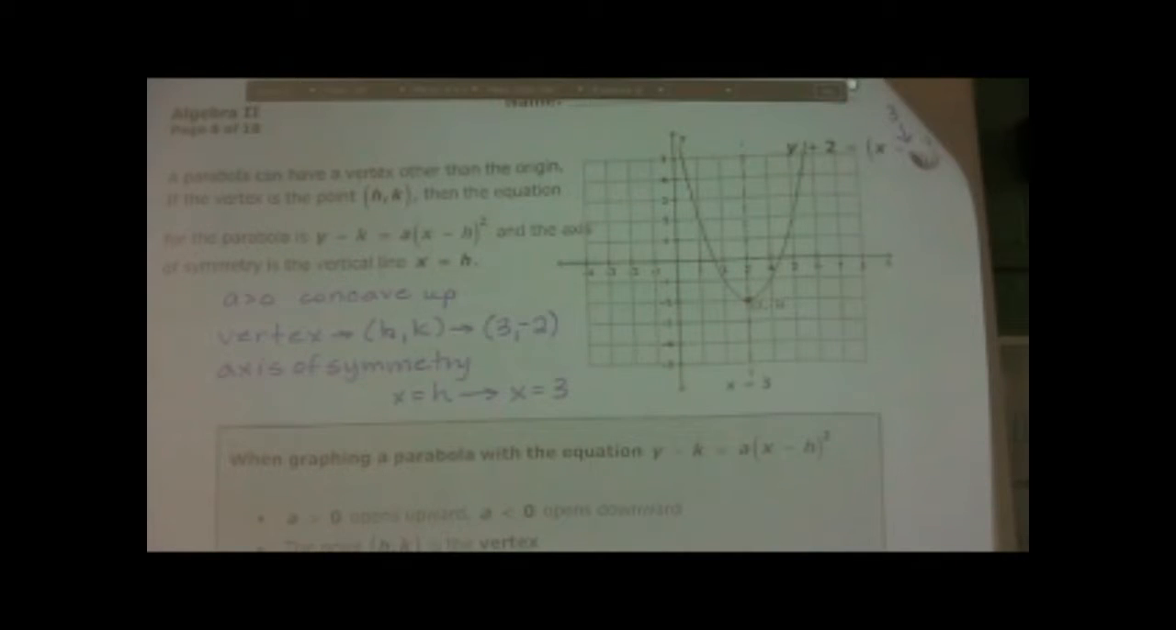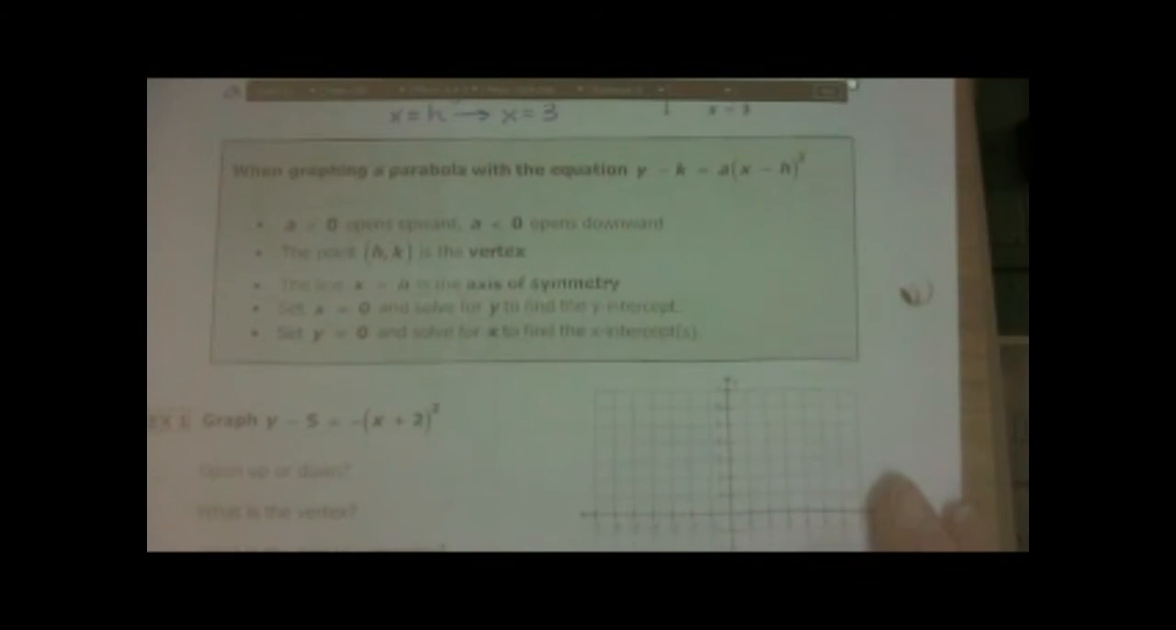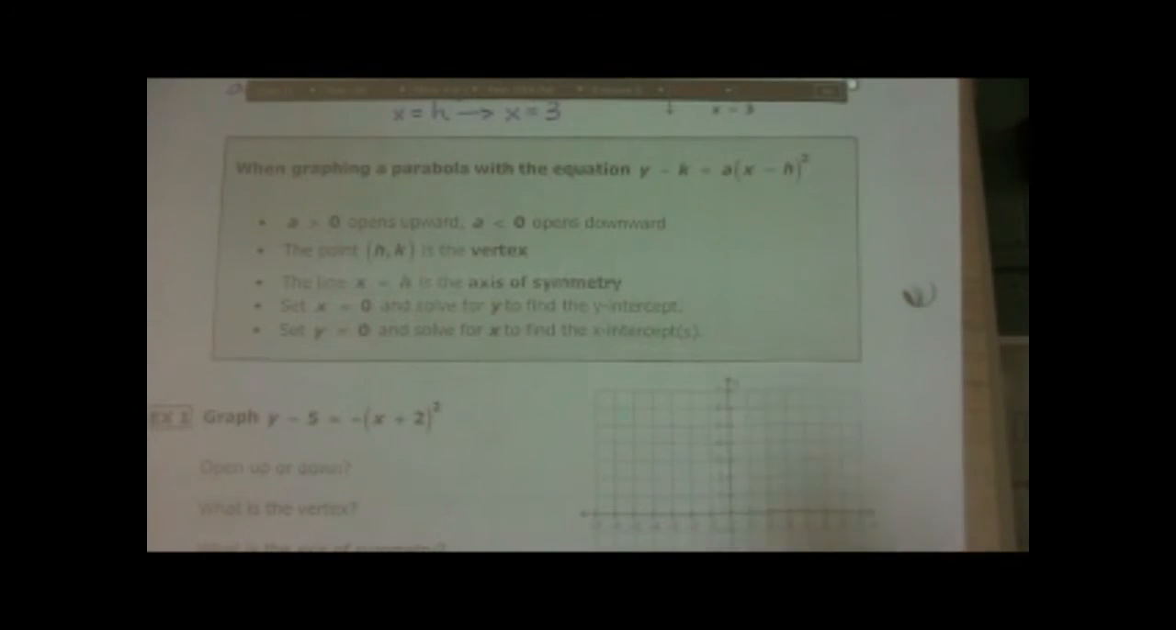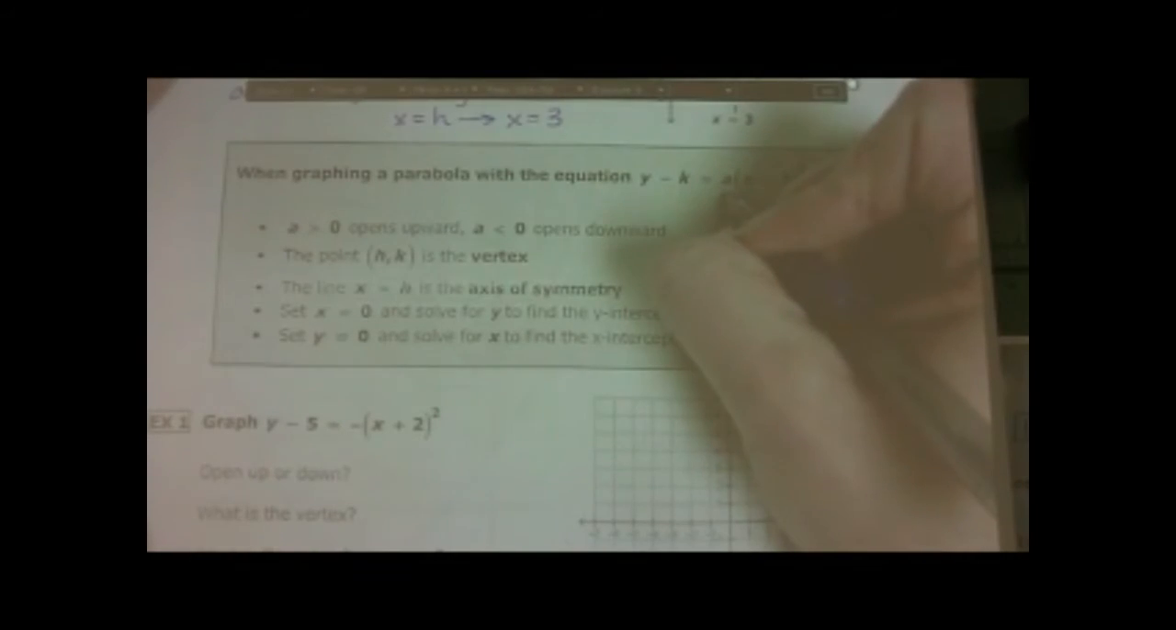Now I know where this is going to fall. But something that will help me even more is if I know my x-intercepts and my y-intercept. I'll have specific points that I can graph that will allow me to draw the perfect parabola. So let's go to this box in the middle of the page, and it's going to tell us how to find everything we need to find. If you have a parabola in vertex form, let's remind ourselves, this is vertex form.